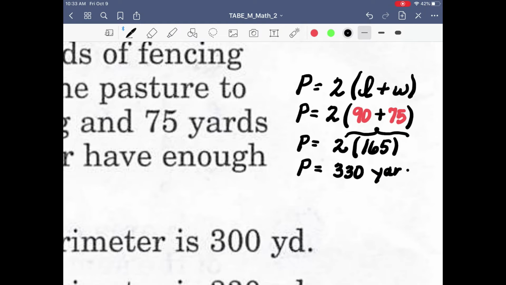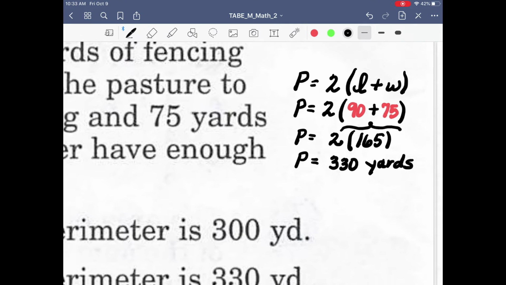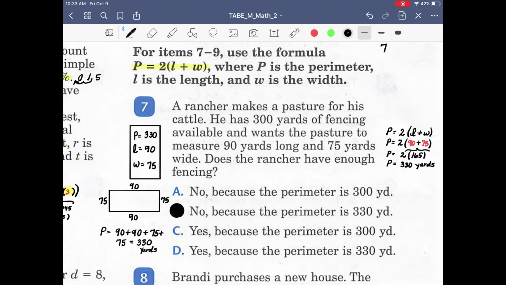So you can do this problem either way. They specifically told us though to use the formula, so I'm following the directions, but the answer will come to you either way.